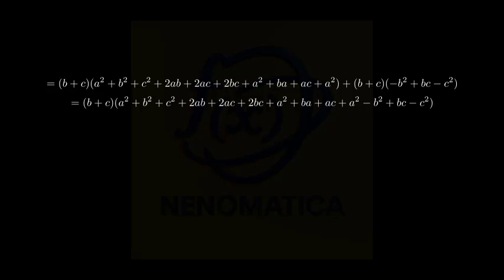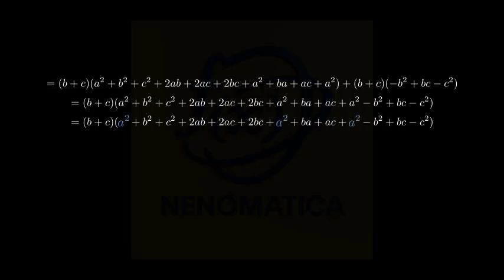Now, let's simplify by combining like terms inside the parentheses. First, let's count how many a squared terms we have. 1, 2, 3 a squared terms. Next, the b squared terms. b squared minus b squared equals 0. Similarly for c squared terms, c squared minus c squared equals 0.